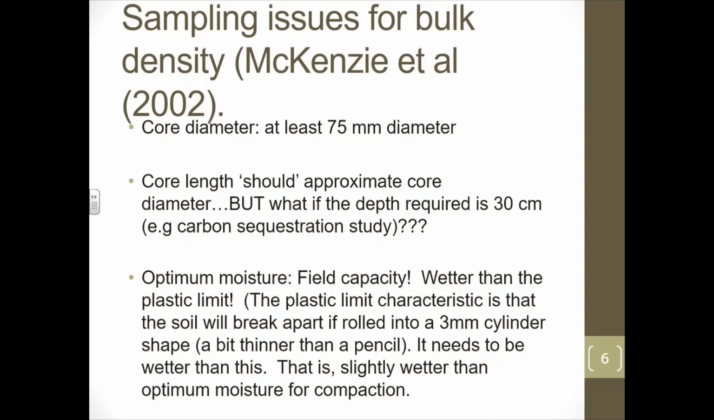And I mentioned plastic limit. That's because I do a fair bit of soil physical work. The plastic limit is the moisture at which you can roll the soil like that and form something about that thickness without falling apart. And it needs to be slightly wetter than that to get the optimum moisture for sampling.